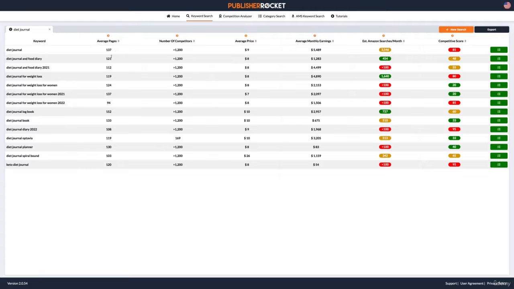Now, what exactly can we see right here? First of all, we've got the average number of pages. For instance, in this niche, the average books have a length of 137 pages. Then down below, for diet journal and food diary, the average length of the book is 121 pages, 112, 119, and so on and so on.